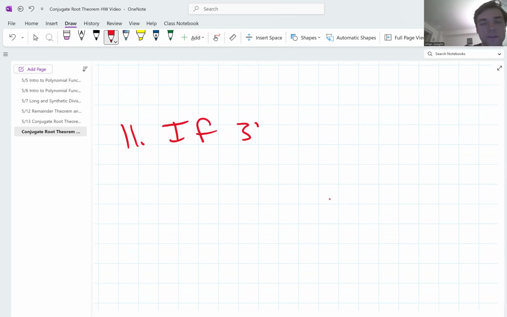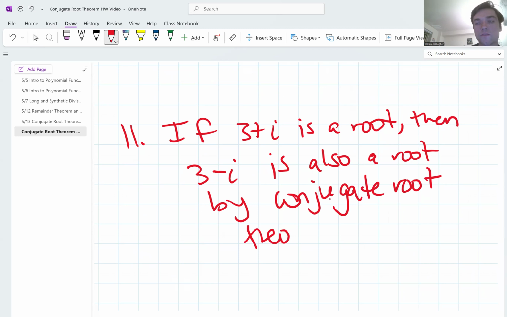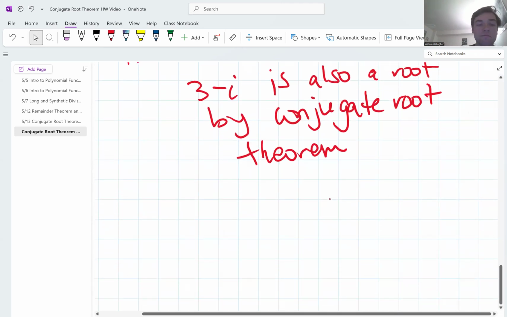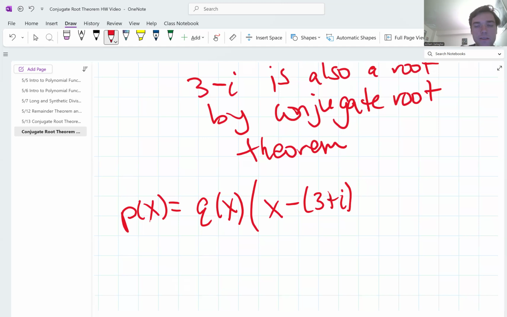And if 3 plus i is a root, well then 3 minus i is also a root by the conjugate root theorem. You won't have to write this again after this lesson, but the conjugate root theorem part. All right, I think hopefully we know that at this point. And so again, strategy is similar, right? P of x is equal to some q of x times x minus 3 plus i, and then x minus 3 minus i.